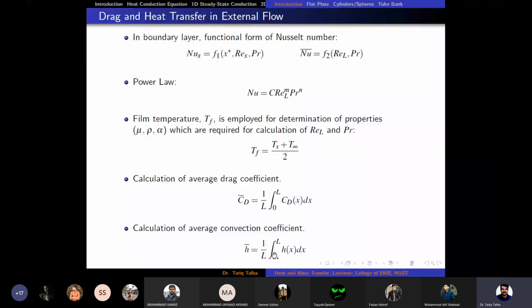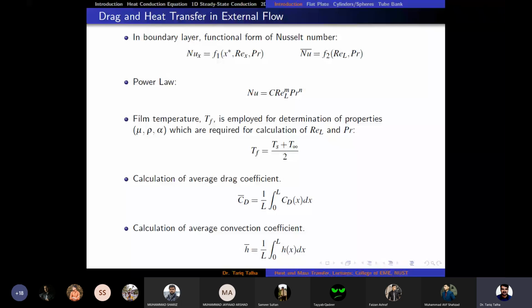Why we calculate this average value is because we are more interested in one numerical value which we can use in our calculation for the Newton law of cooling. Because if we determine the local Nusselt number or local h value, then we need to do the integration in that Newton law of cooling, which we don't want.